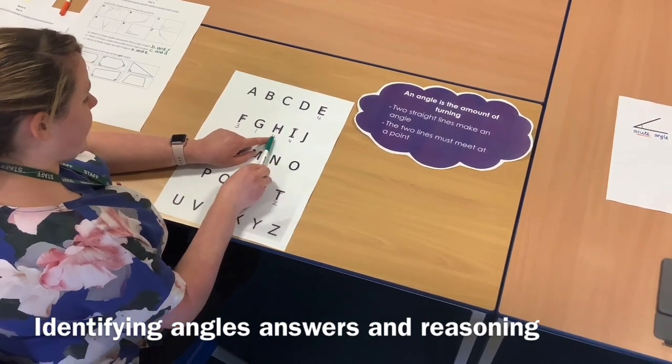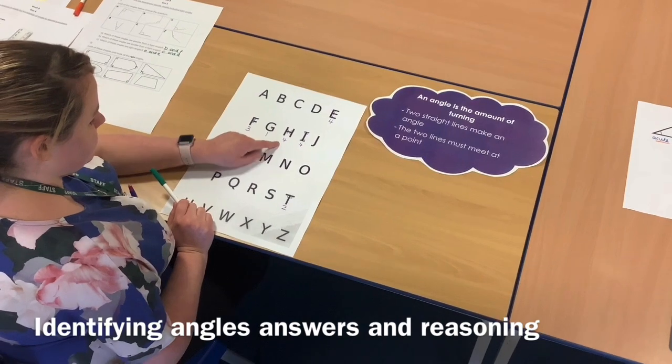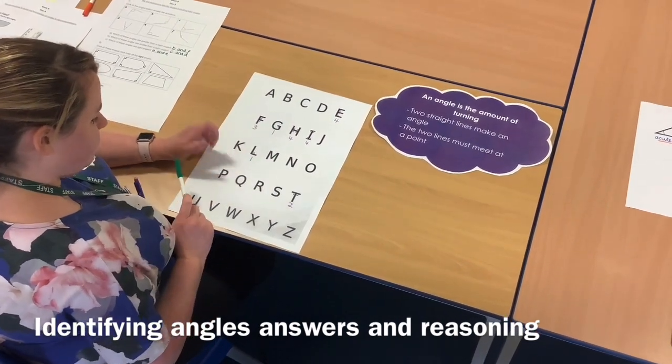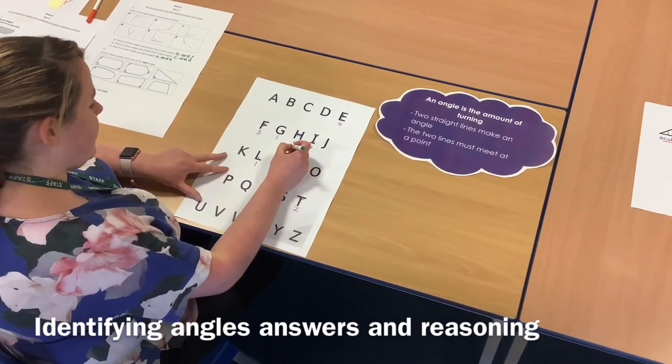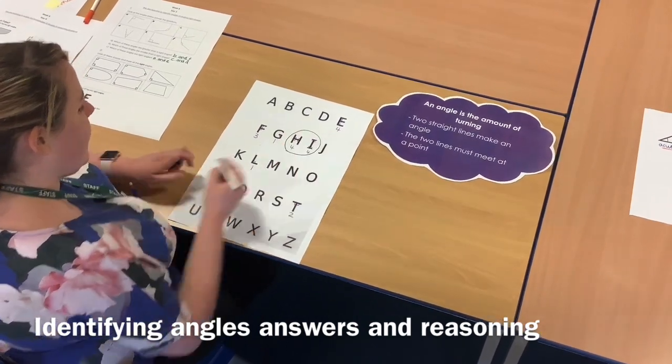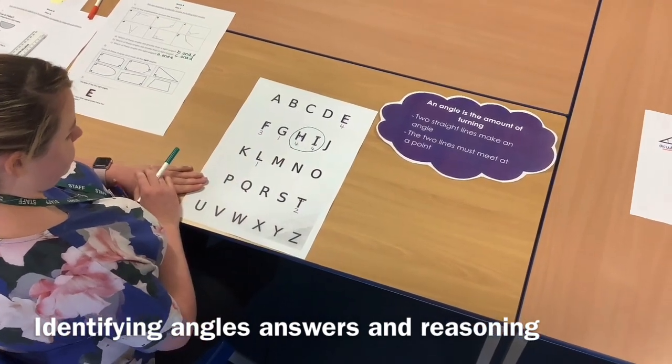I then found that H and I both had 4 right angles. The other letters that I found with right angles were L and T, but the only other letters that I found that had 4 right angles were H and I.